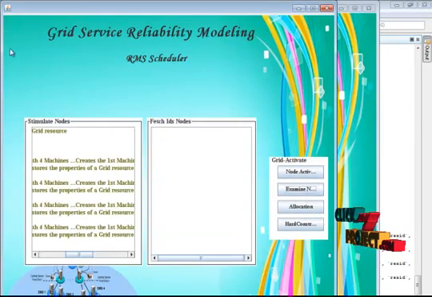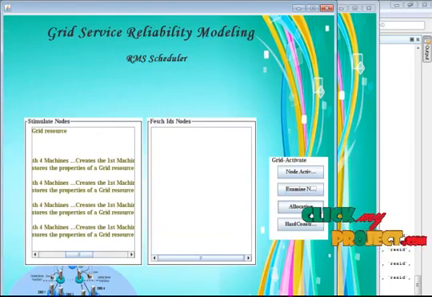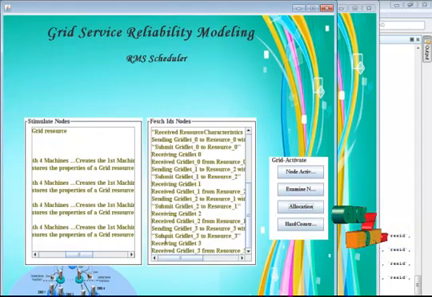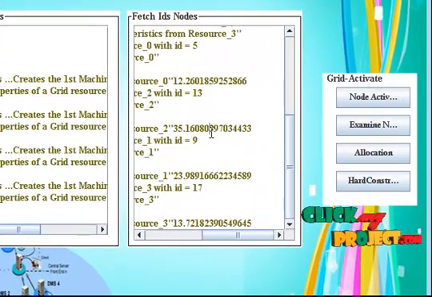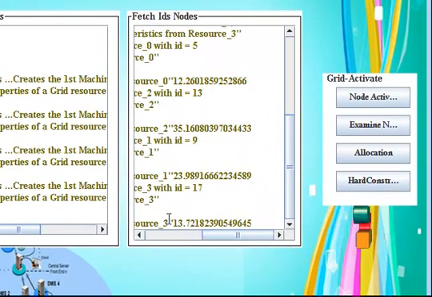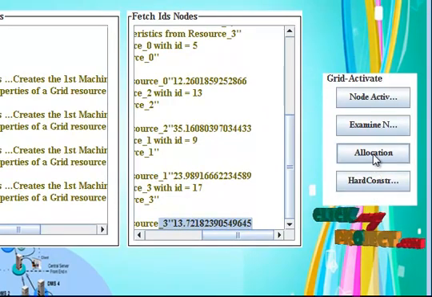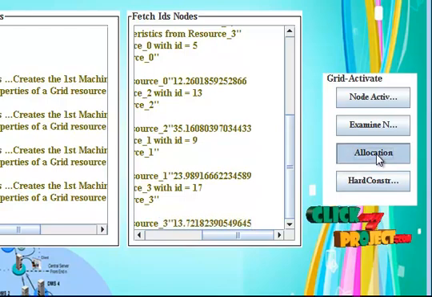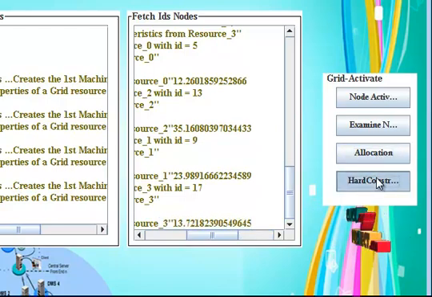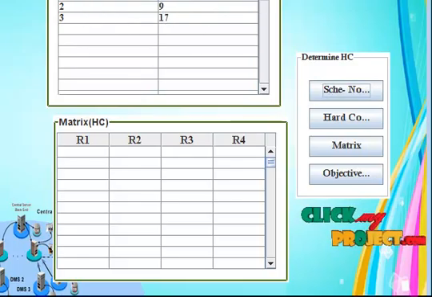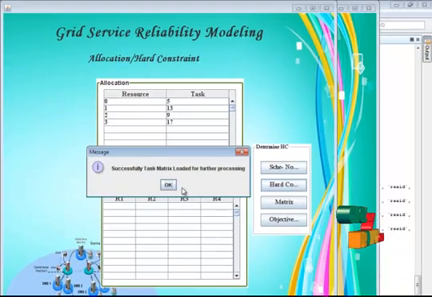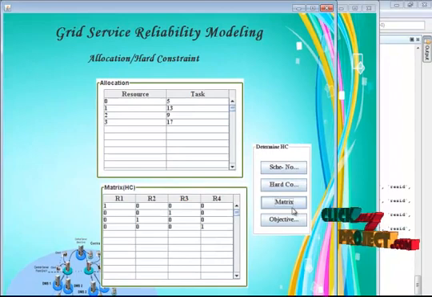So this is just the formation of the grid environment for these four tasks, and after that allocation. Each and every task is allocated to each and every resource. So this is the resource ID 13, 9, 17, etc. So this is the processing cost, that is migration cost. And after that, the hard constraints matrix is evaluated. So the task and the resource matching is done here, and after that the hard constraints matrix is evaluated.